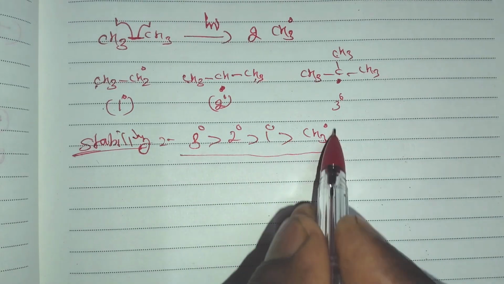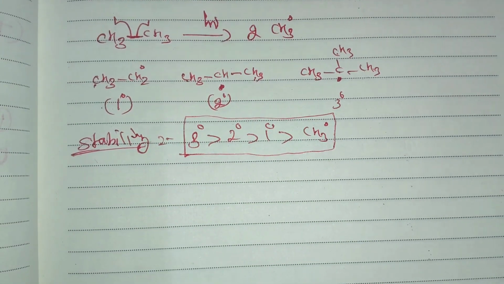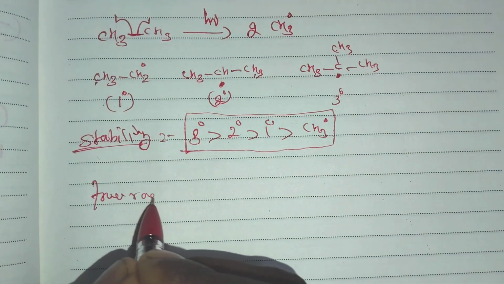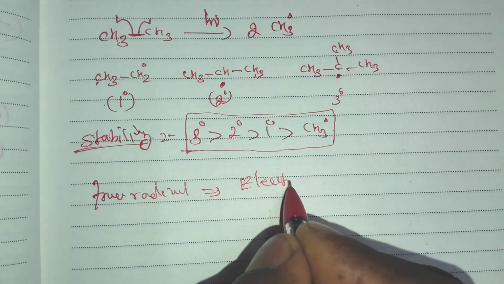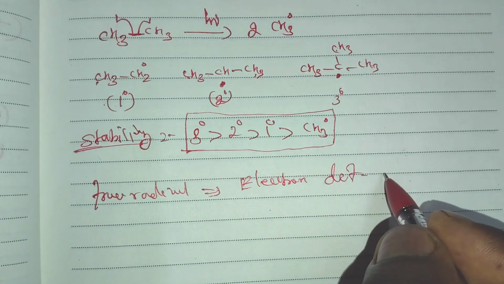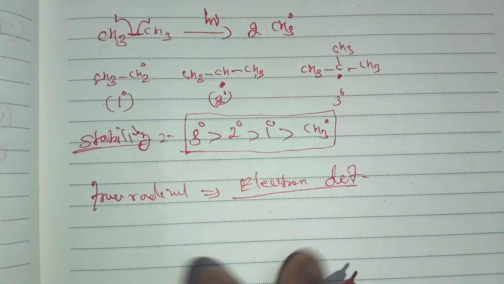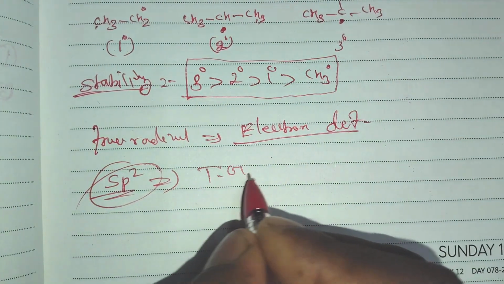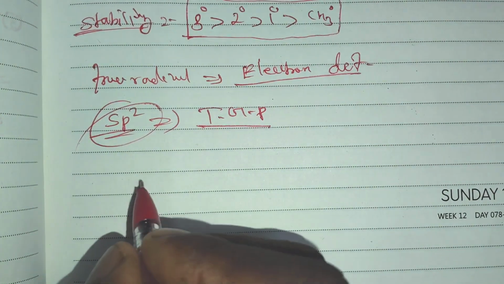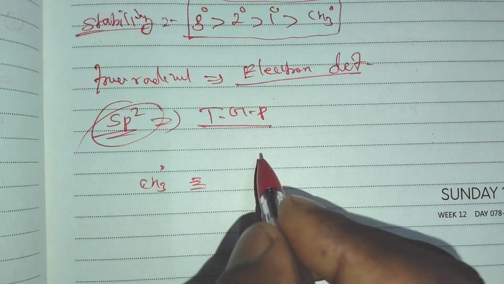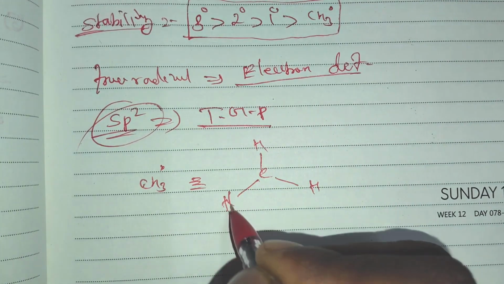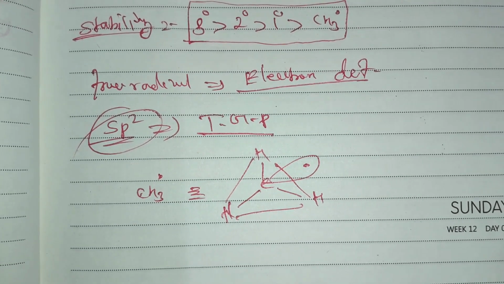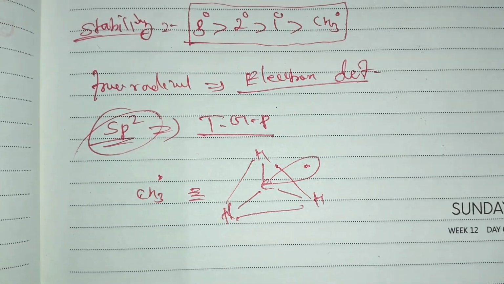This stability order is almost similar to that of carbocations and the inverse of that of carbanions. A free radical is considered an electron deficient species, and electron deficient species act as electrophiles. For that reason it possesses sp2 hybridization, which means trigonal planar geometry. For example, in the methyl free radical CH3 dot, the carbon and hydrogens form a trigonal planar skeleton, with only one orbital containing the single free radical electron. So it is an odd electron species as well as an electron deficient species.